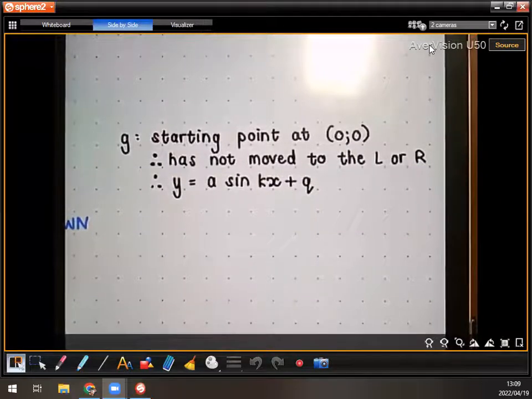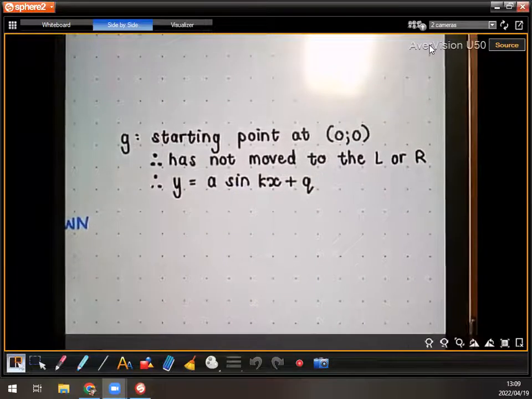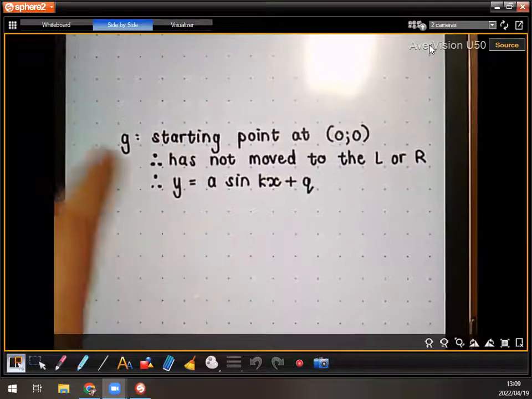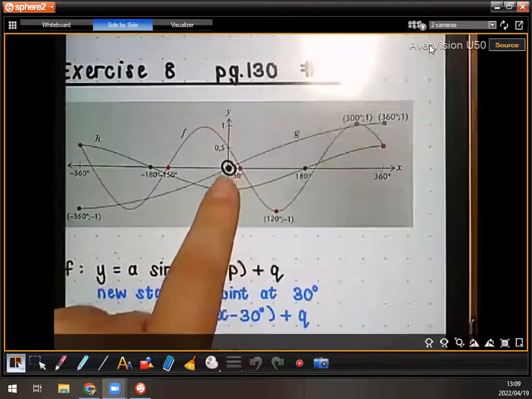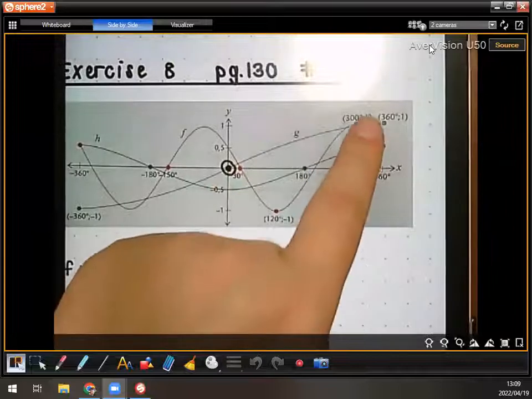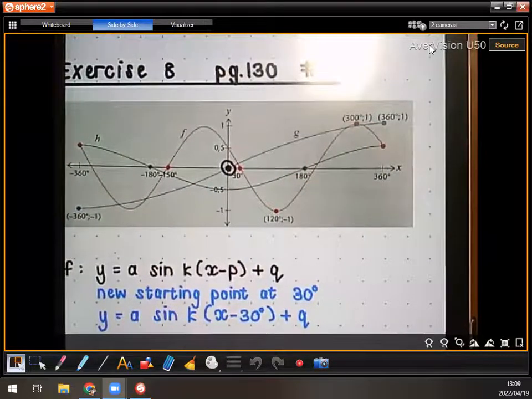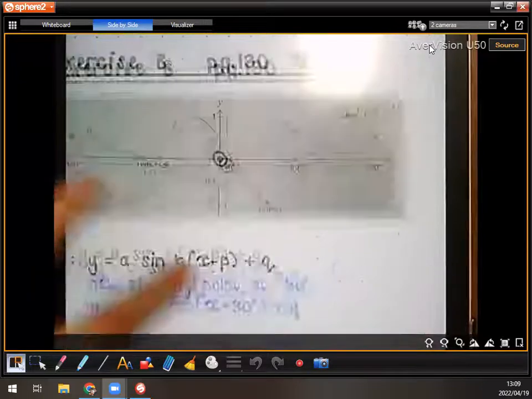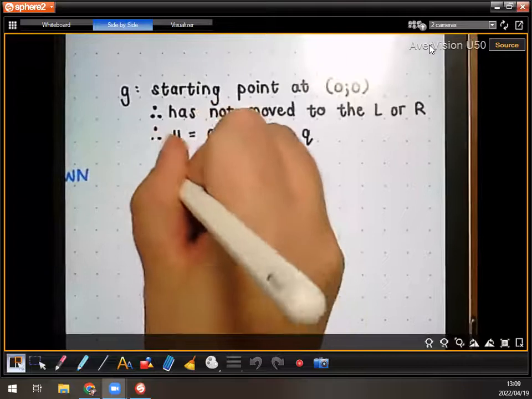Okay, let's see if we can identify the A value, the amplitude. First, we need to see, is the direction up or down? That's going to tell us if it's up, it's positive. If it's down, it's negative. Okay, let's look at the graph. We're looking at G. From the starting point, that's what we look at. So we see that it is going up. The direction is upwards, so our A value is positive. And write that down.